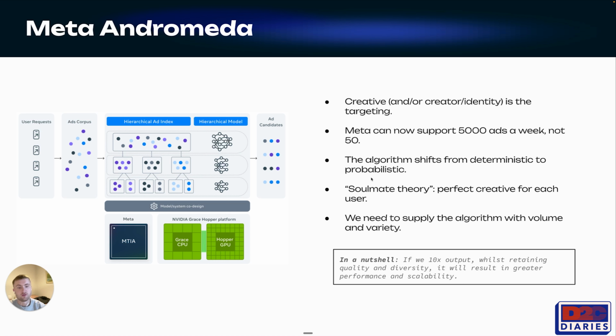It also brings rise to the soulmate theory, the idea that there is, in fact, a perfect creative for each user. It's just, can we make that creative for your brand? And as a result of this, we are focusing heavily on supplying the algorithm with a high volume and variety of assets.